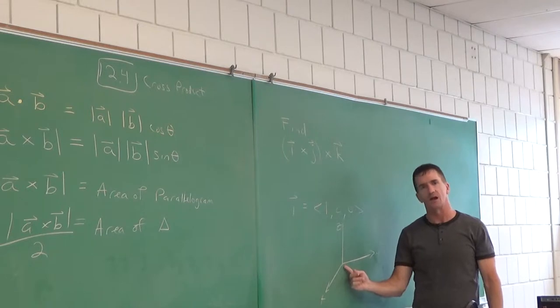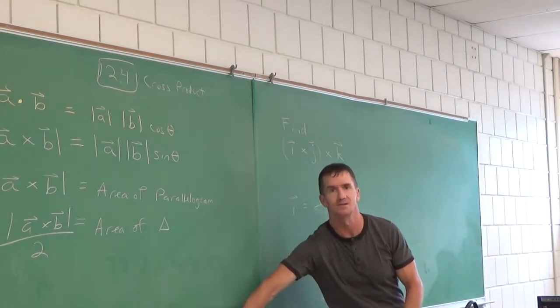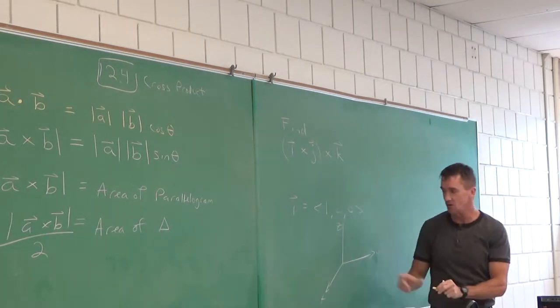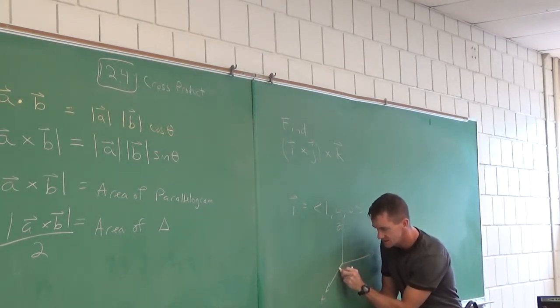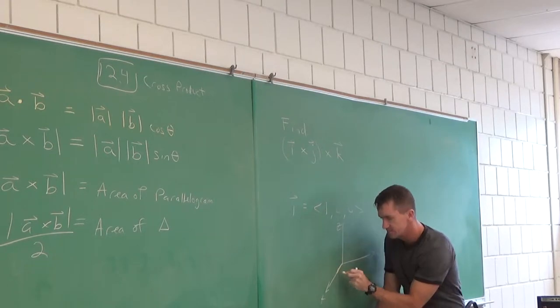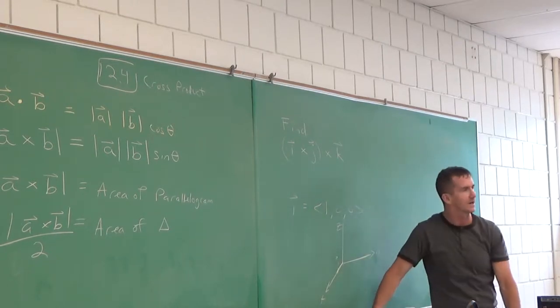Which way would it go? Because it's got to have a length of what? One. It has a length of one, and we'd go right down the positive x-axis. I'll just draw right here. There's vector i. Just go down the x and stop. There's i. It's got a length of 1.